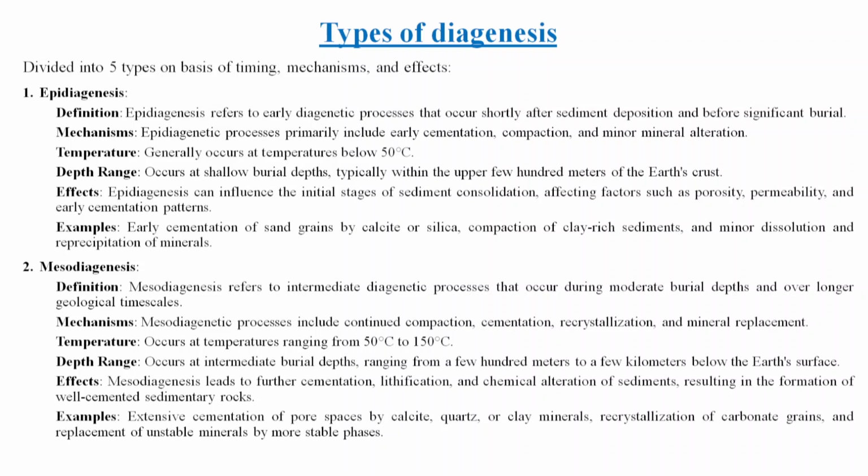Mesodiagenesis refers to intermediate diagenetic processes that occur during moderate burial depth and over longer geological time scales. There is also a temperature difference between epidiagenesis and mesodiagenesis, because on the surface of the earth, when diagenesis is taking place, it is approximately around 50 degrees centigrade. When you go a little deeper with some burial of the sediments, they will be subjected to a temperature of around 50 to 150 degrees centigrade.